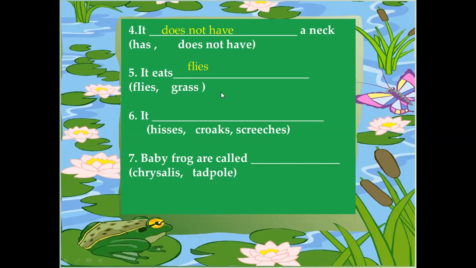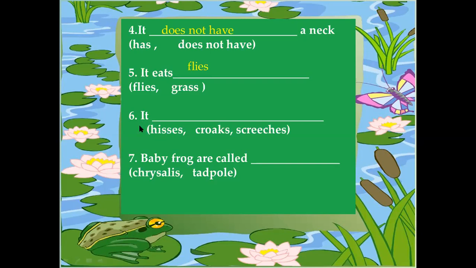Inside the life cycle, inside the water, first of all, when they come out from the egg, they eat plants inside the water and many other things for their survival. But when it comes out to the dry land as an adult, it eats flies, okay? It eats flies.